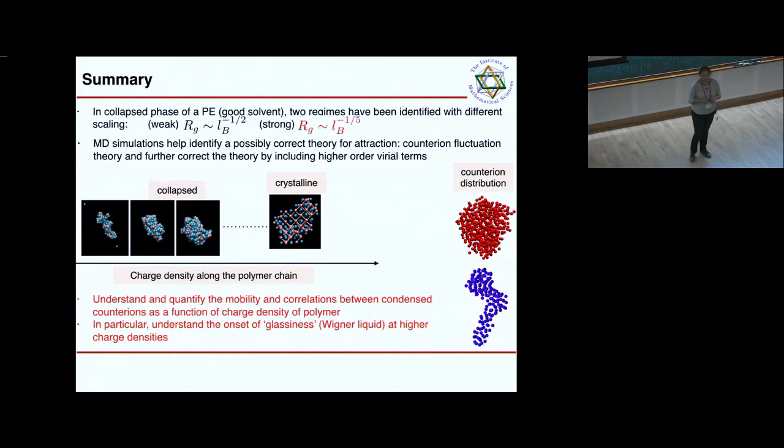So what we are trying to do now is to understand and quantify the mobility and correlation between these condensed counter-ions. In fact, there's a nice talk by Dr. Ghoshal in the morning where we could now look at these counter-ion distributions. These are just the counter-ions, shown in one configuration when the polymer takes a particular shape versus another one. We could use normal mode calculations to look at the glassiness of these behaviors and how to go from a Wigner liquid to a Wigner crystal kind of structure. And that is the work that is on the way.